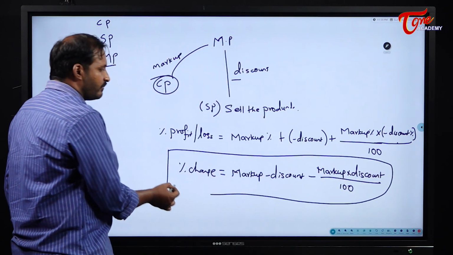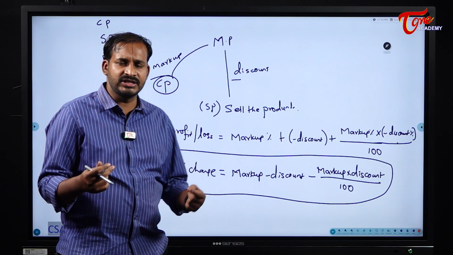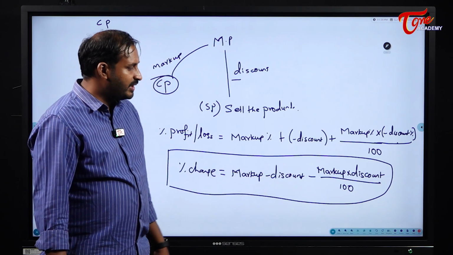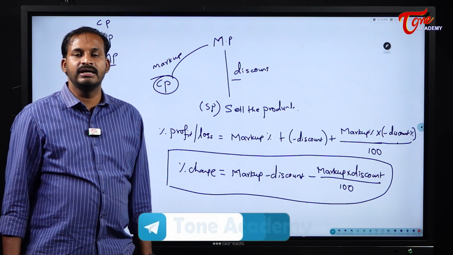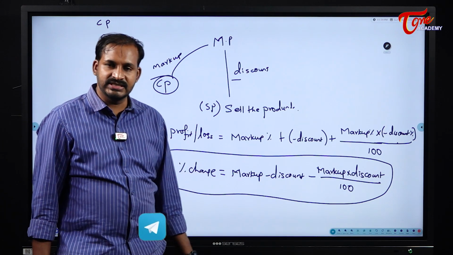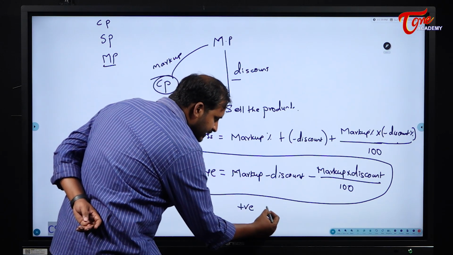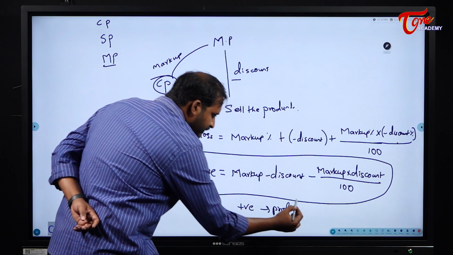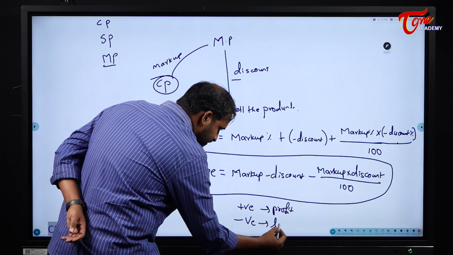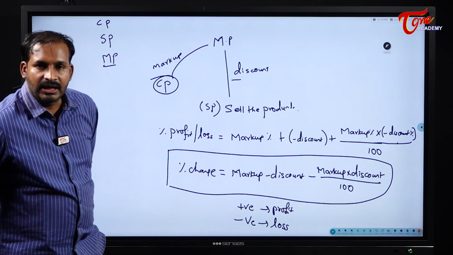This one is also very, very important. If you know x plus y plus xy by 100, that is enough. But this is an add-on, just to know the terminology I have written it this way: markup minus discount minus markup into discount by 100. Then, sir, how will we decide whether it is a profit or a loss? Simple, students. If you get a positive value for the percentage change, then it is profit. If it is a negative value, then it is a loss.